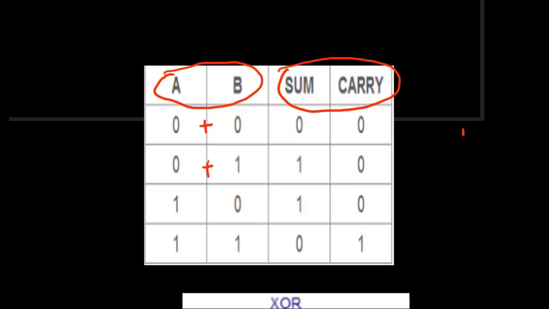See how it is in this one. So the last case, 1 plus 1, we have 0 and we have a carry 1. So this is the sum and this is the carry.